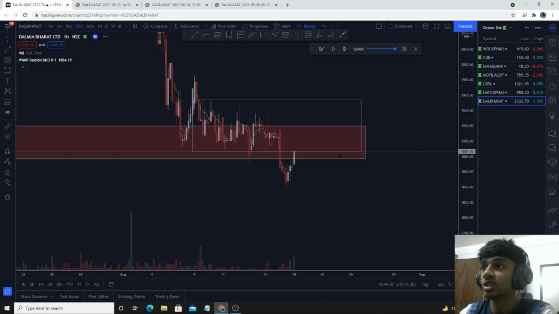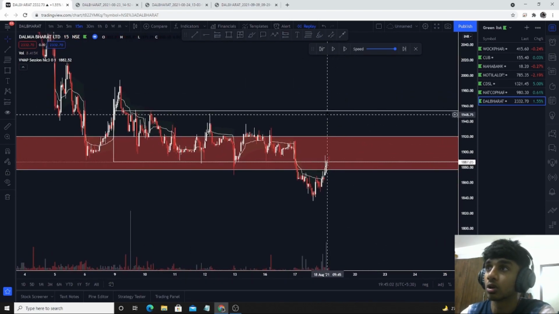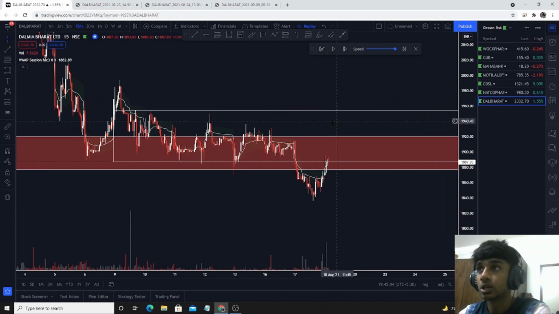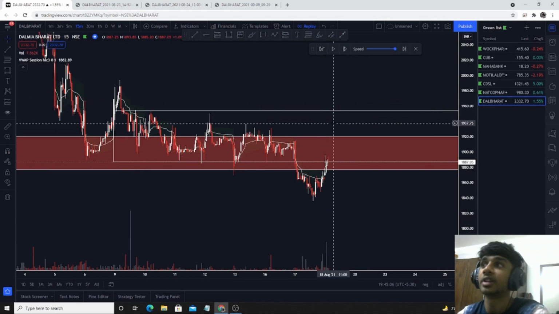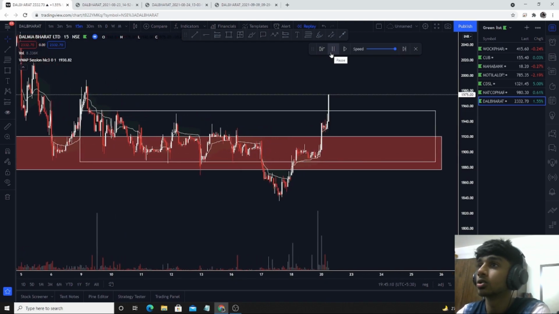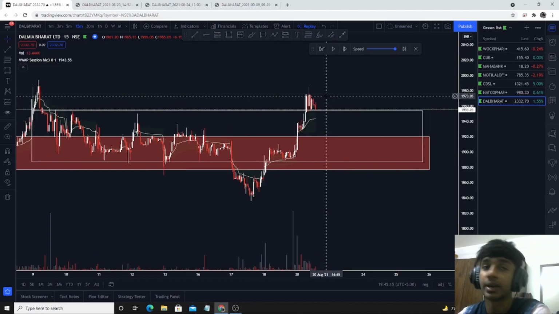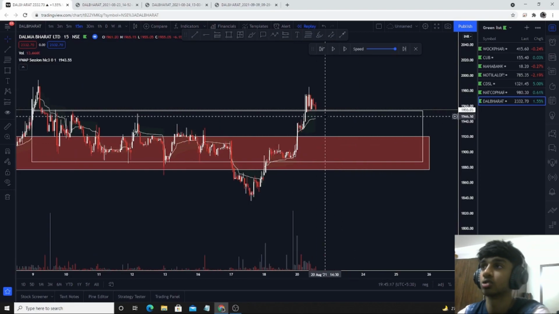And at this point I was on the 15 minutes time frame, and I just wanted to see a break of structure on the upside and make a new high. So it's confirmed that the trend has changed, and it tends to happen. So yes, this was the break of structure which I was looking for, and now I'm ready to enter the stock, but where will I enter is the question.